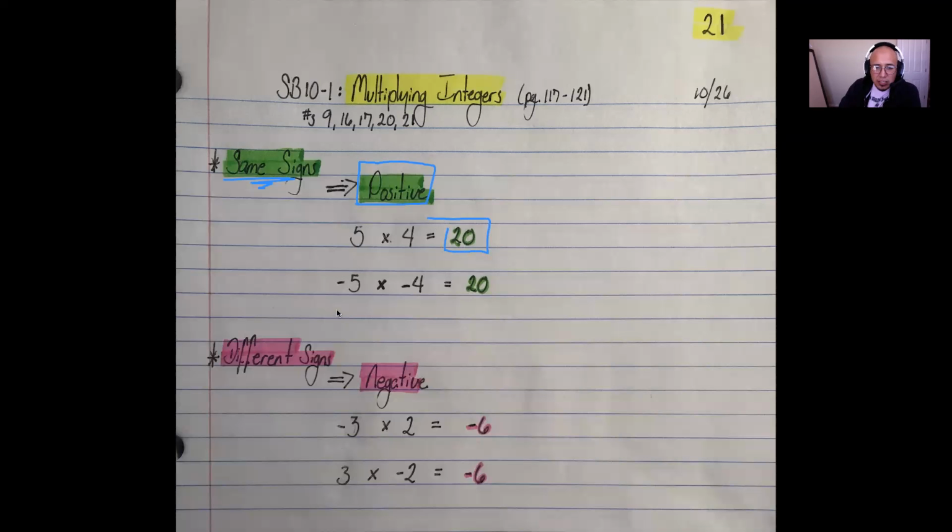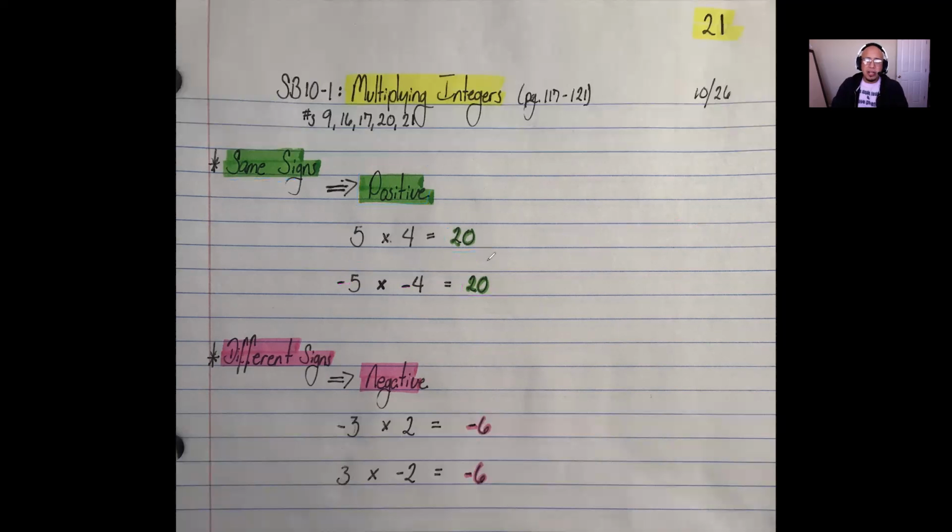Negative 5 times negative 4. Now, don't let the negatives confuse you. They are still numbers with the same signs. They're both negative. So the answer is going to be positive. In this case, positive 20 yet again. These are actually the exact same thing. Positive 5 times positive 4 is the same thing as negative 5 times negative 4. I could even write it like this: 5 times 4 is equal to negative 5 times negative 4. That would be an accurate statement. Both of these will give you 20.